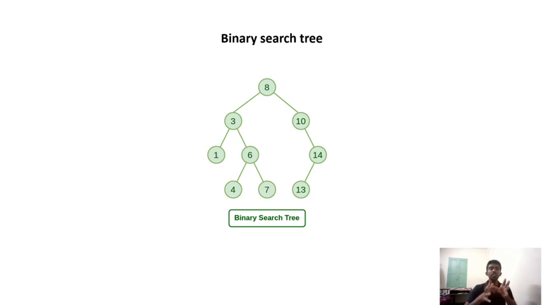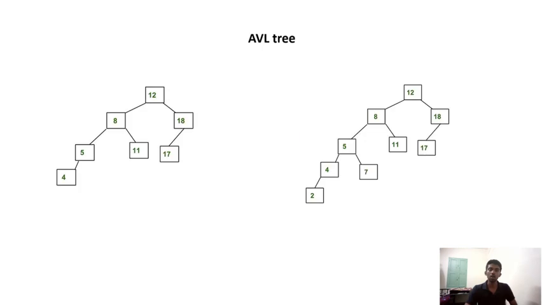A tree is balanced if and only if the difference between the height of the left subtree and the height of the right subtree is only -1, 0, or 1. What do you mean by these terms? Let me explain in detail.